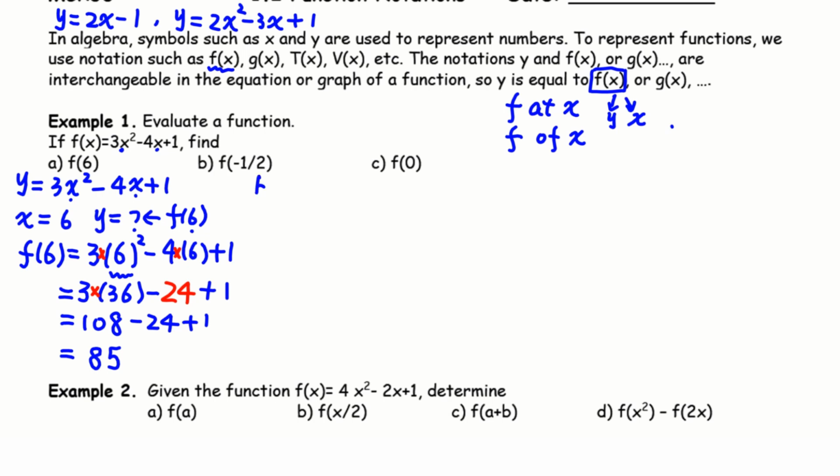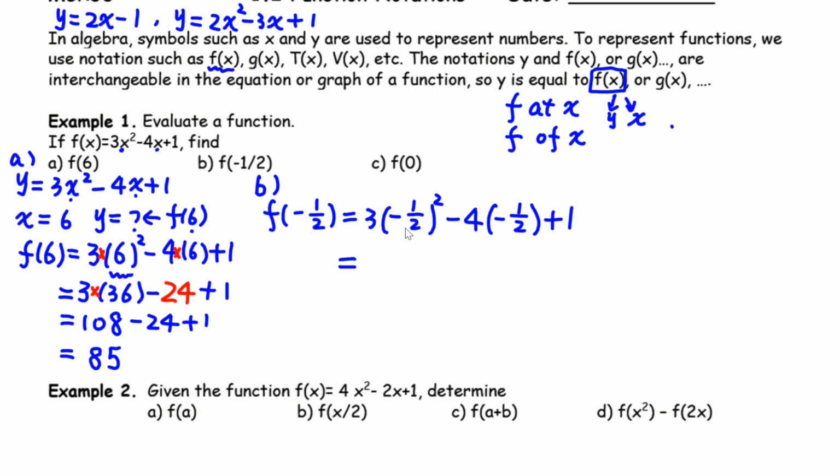So we are going to practice on question B. This time we just do the substitution. X equals -1/2 on the right side of the function notation. So we have 3 times -1/2 bracket squared, then minus 4 times the x value, we replace it with this input, -1/2, then plus 1.